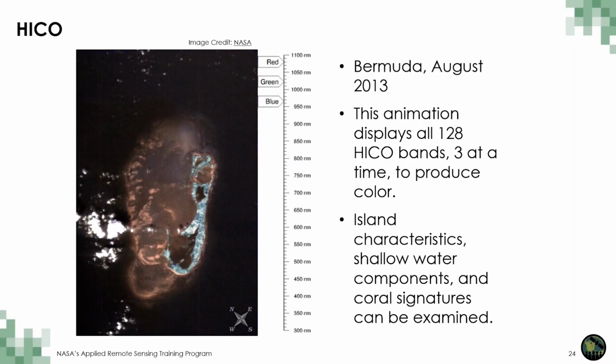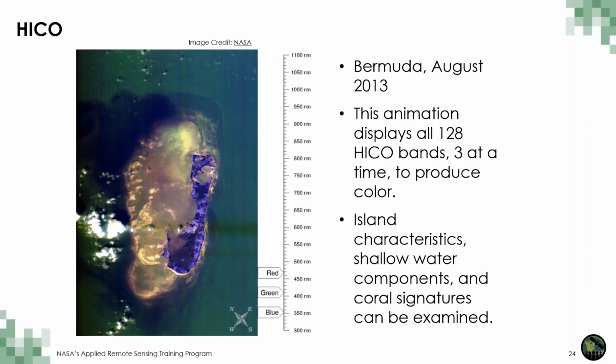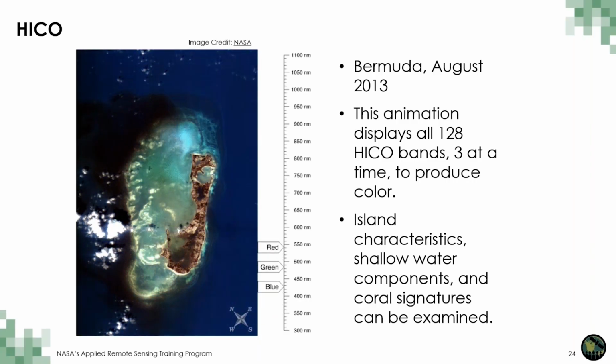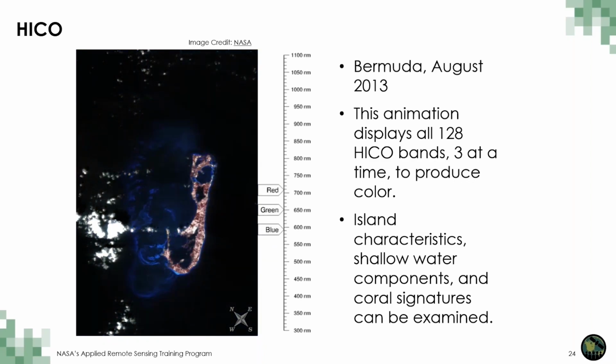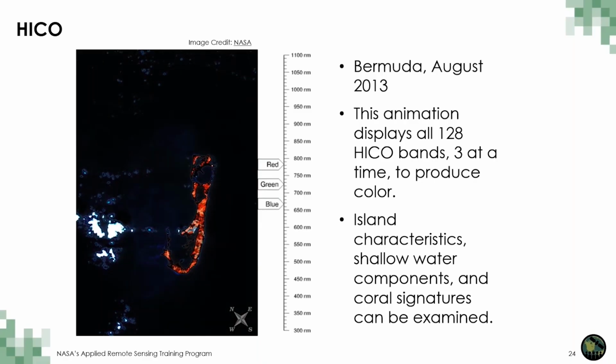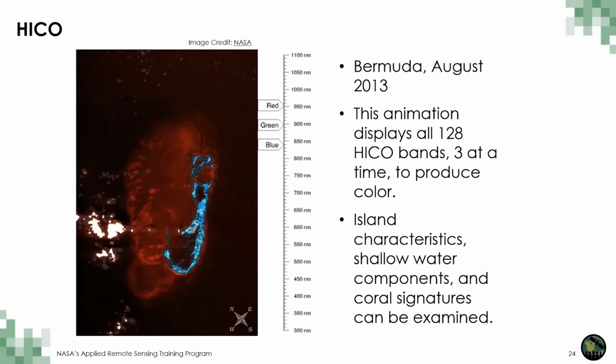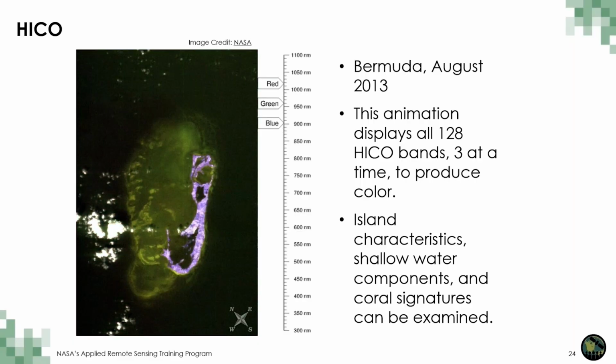Now, the image doesn't have any additional processing beyond top of the atmosphere radiances in this case, but it shows how you can choose between different bands, relatively similar bands, that show very different products. So it allows you to see how different bands highlight the various components of the island ecosystem, from land, shallow water, or coral components.